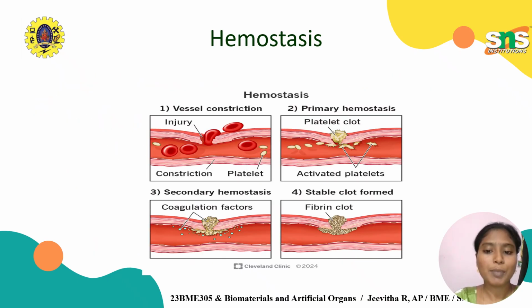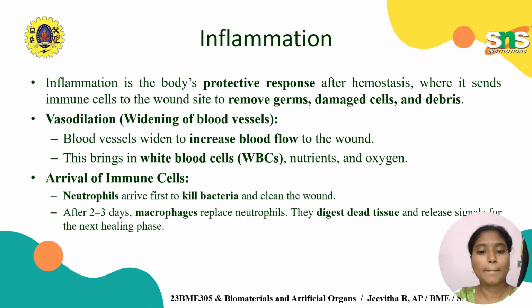And this is the picture of hemostasis. First, the blood vessels are constricted, the platelets arrive, coagulation factors are activated, and fibrin clots are formed, so the excessive amount of blood loss is minimized.